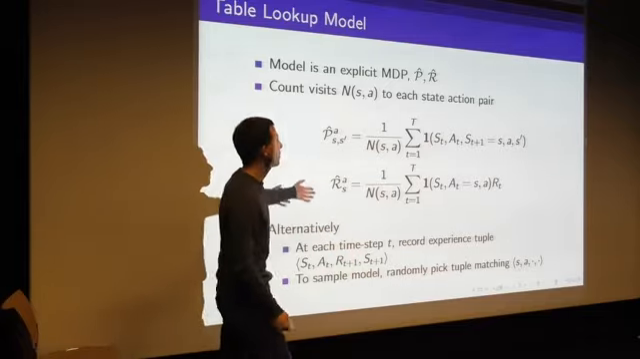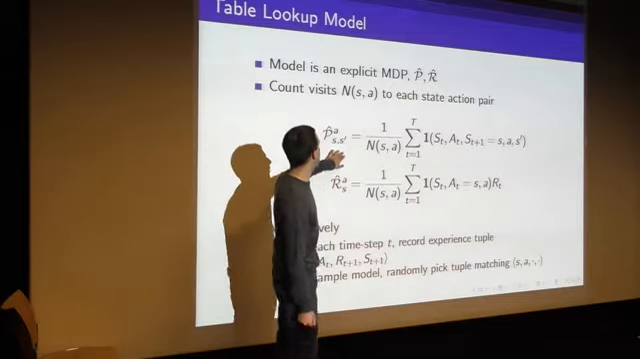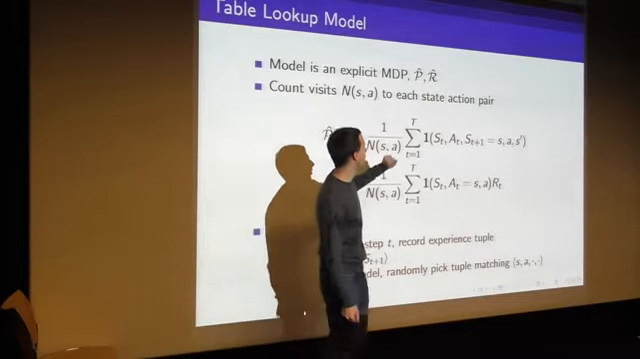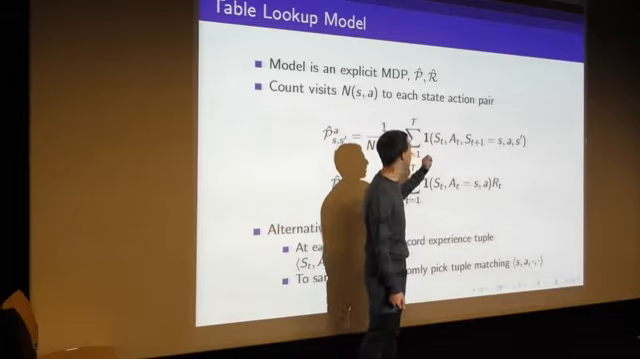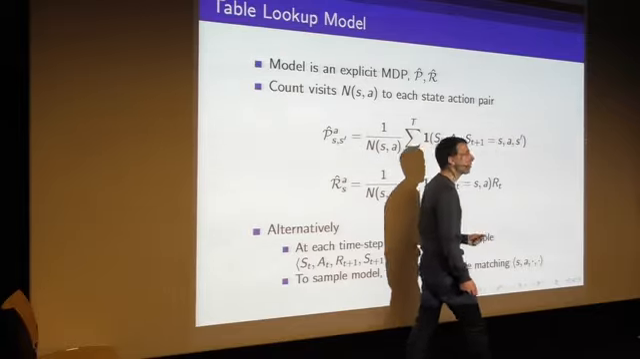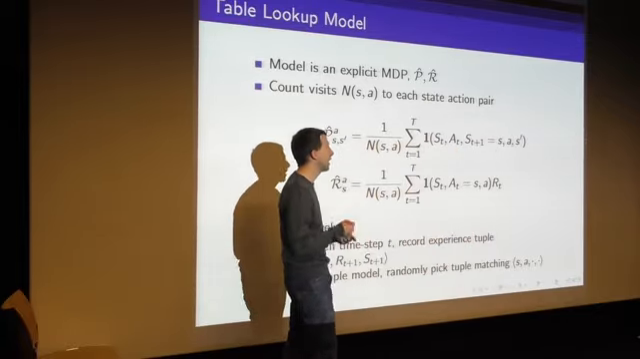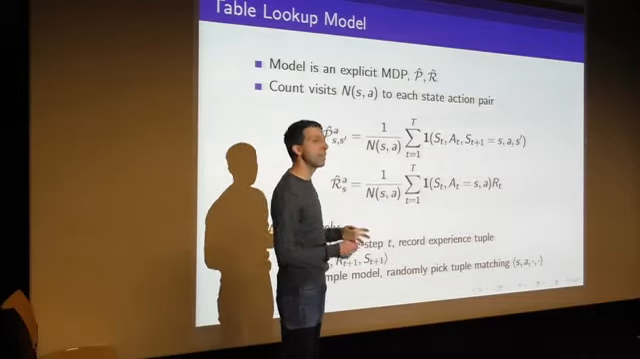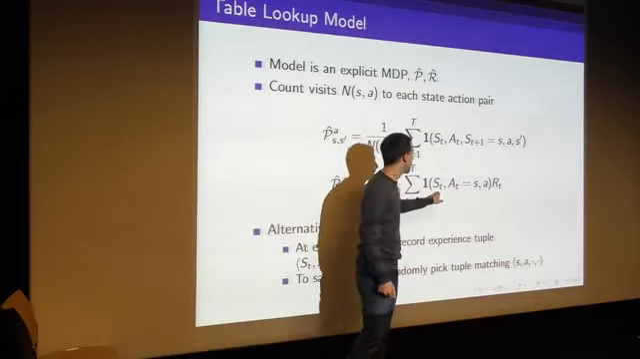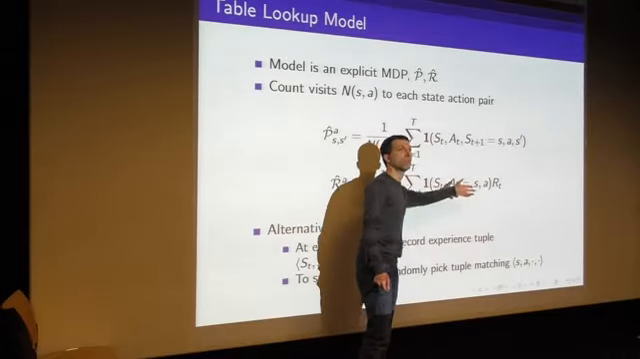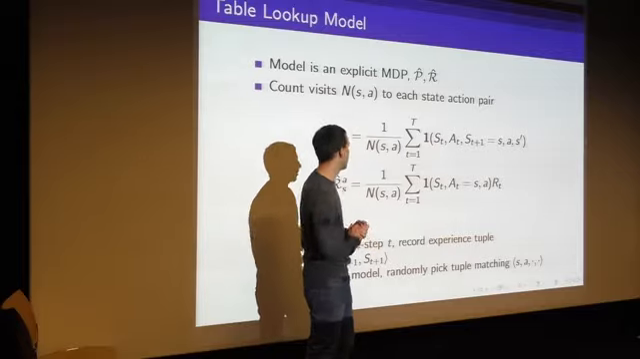This is just saying the same thing in maths, saying that the transition dynamics are going to be the average of this indicator function, which tells us every time I ended up in this particular state S prime. We're just counting the times I ended up in that particular state. And the reward function is basically just taking an average over all the times I started in this particular state and action. Let's take the mean reward of all of the rewards that I got from that point onwards.